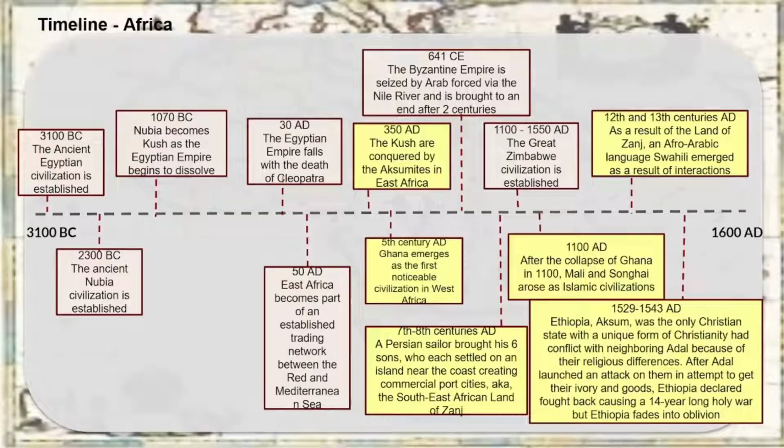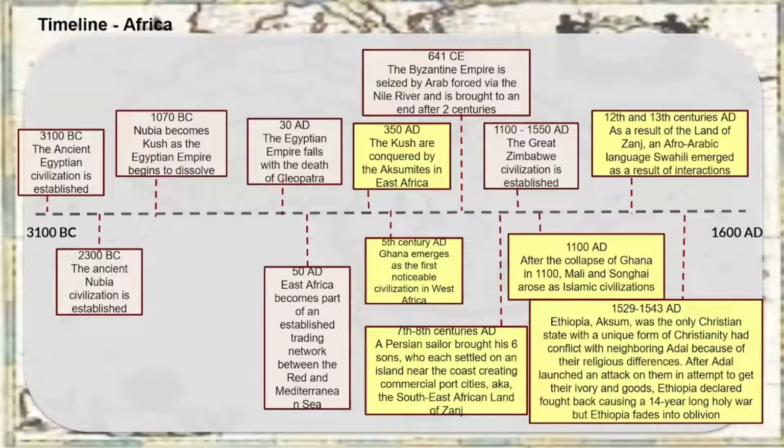From 1100 AD to 1550 AD, the Great Zimbabwe civilization is established. They become very advanced in architecture and just technology overall, and they are put like one of the most successful African civilizations to this day.